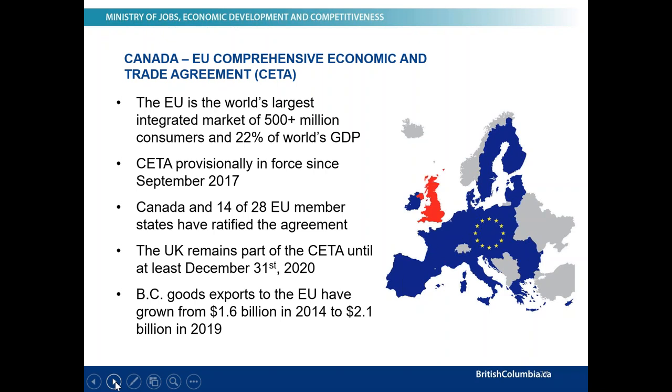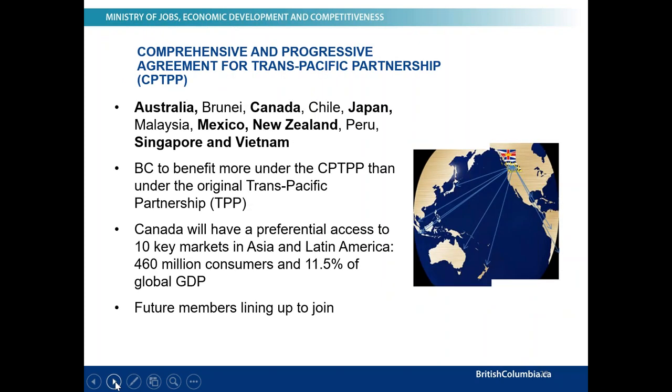So moving to the Comprehensive and Progressive Agreement for Trans-Pacific Partnership, which is CPTPP, this is Canada's most recently implemented free trade agreement. It is a free trade agreement between Canada and 10 other countries in the Asia-Pacific region, and currently in force for 7 countries that you can see in bold on this slide: Canada, Australia, Japan, Mexico, New Zealand, Singapore, and Vietnam. You may recall that it was originally called the Trans-Pacific Partnership, and that the US was part of that agreement before withdrawing under President Trump.